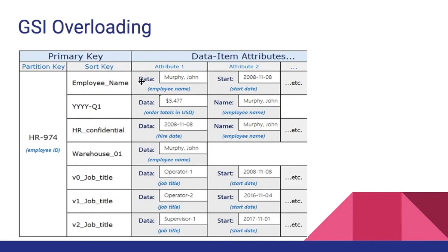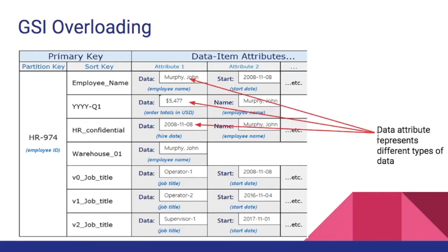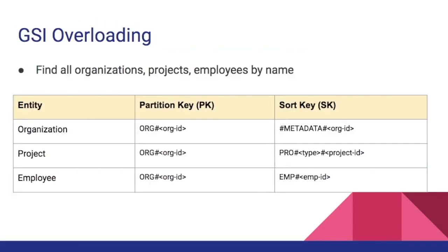In GSI overloading, it reduces the cost by reducing the number of GSIs required for the table. So here again it says now the data attribute represents different types of data. We discussed this already. Now, when we look at our project management tool that we have been discussing so far, it has these three types of entities: organization, projects, and employees.